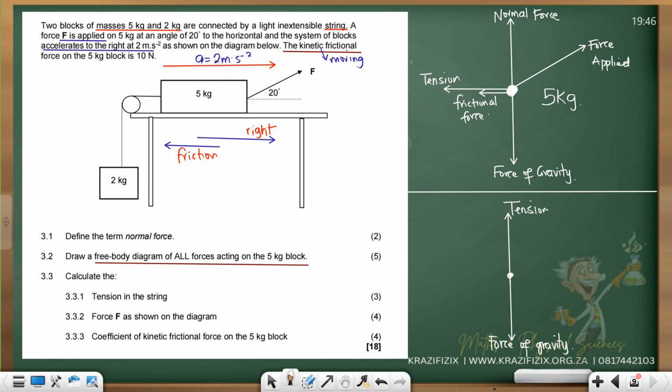Which other force? Let's check. Is there normal force? Let me see. There is no normal force. Why? This object is not touching a surface. Yes. So if there's no surface, there is what? No normal force. Is there applied force?